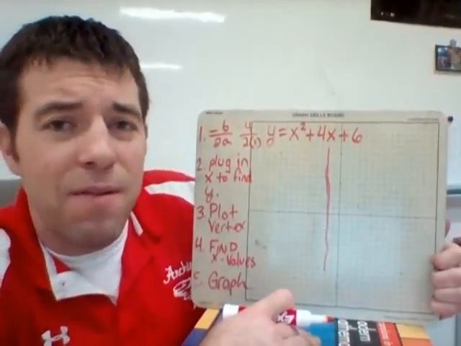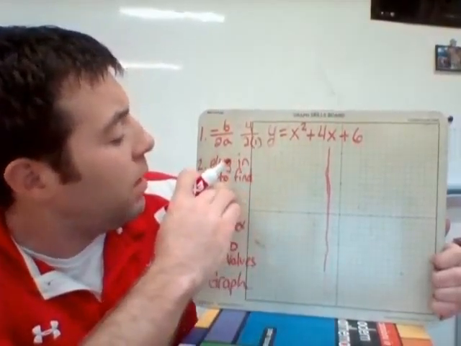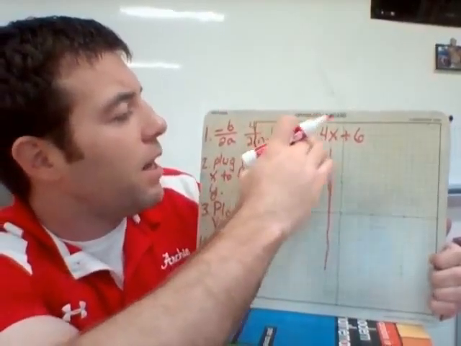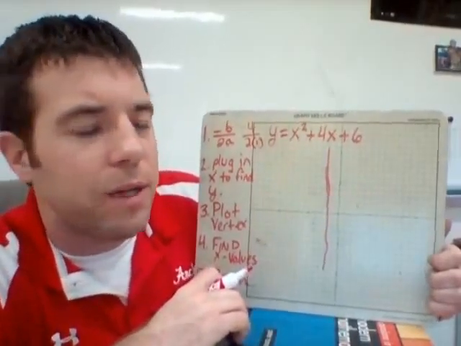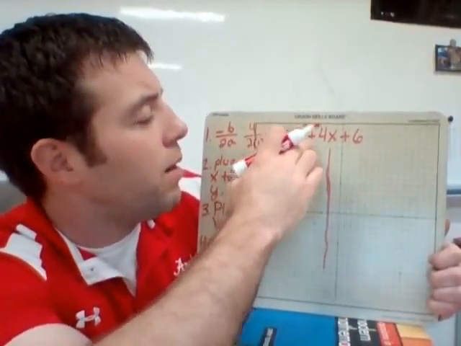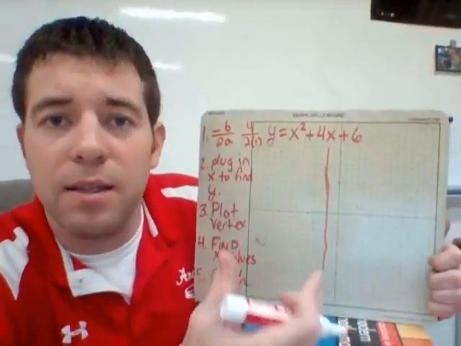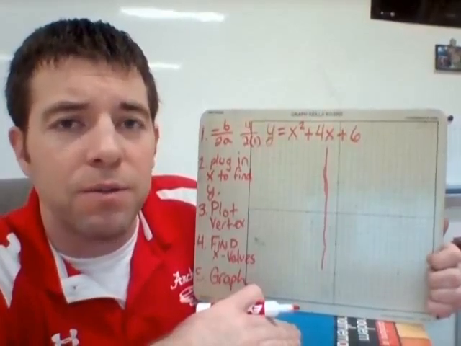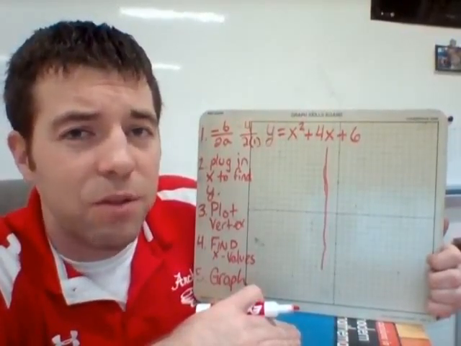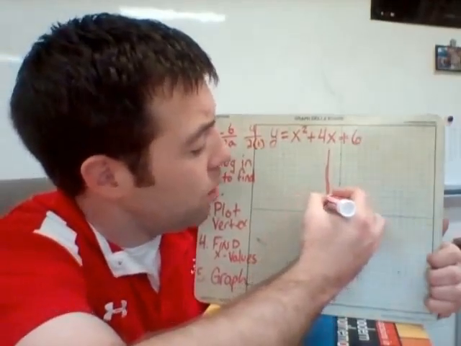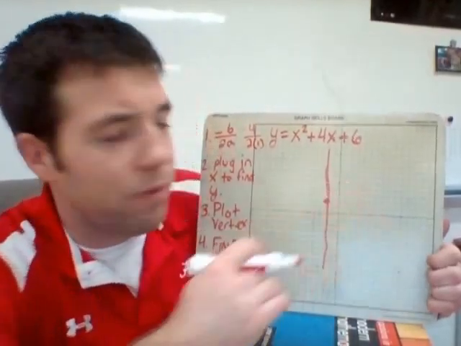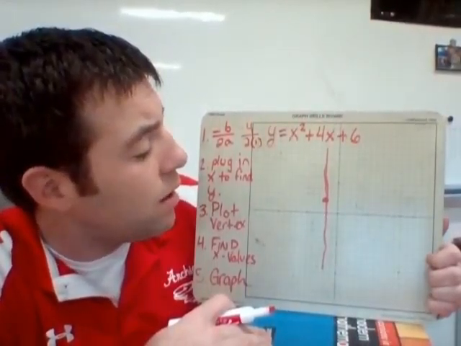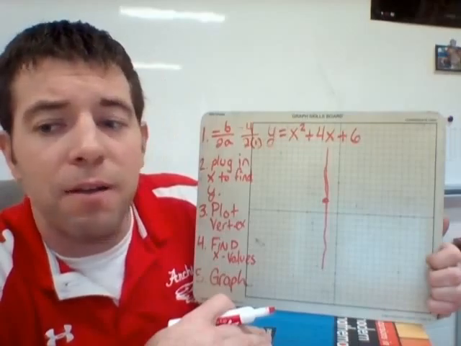Now, to find the y value of my vertex, I plug in the x value to find the y. So I would plug a negative 2 into each spot: I'd square it, plus 4 times negative 2 plus 6. The easiest thing I can tell you to do is to plug that into your graphing calculator. If you plugged in a negative 2, you would get a 2. And so that is my vertex. We've already drawn the axis of symmetry, so you know where that's at. Now I'm at negative 2, 2 as my vertex.